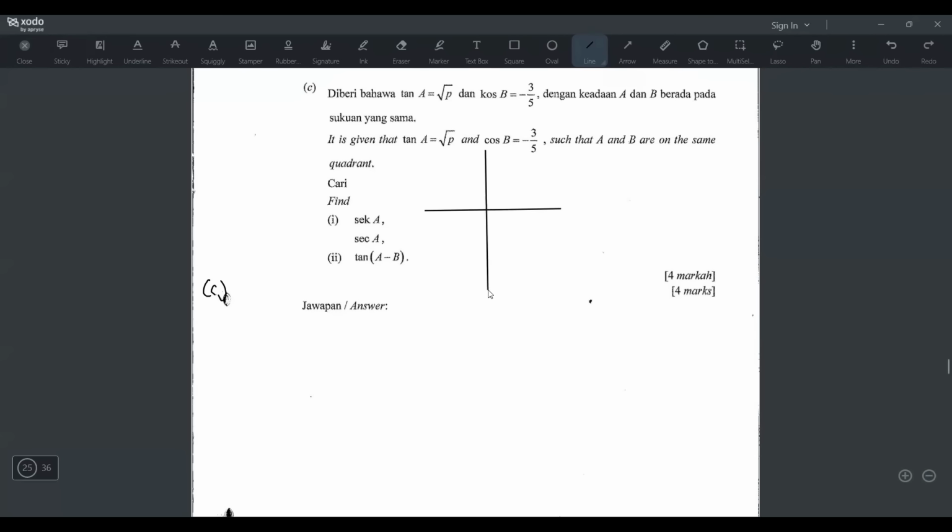And when you draw, for this type of question, you have to look carefully at which quadrant it is. Yeah, because if you draw at the wrong quadrant, then later your answer will be wrong also, because you will put the positive and negative wrongly.